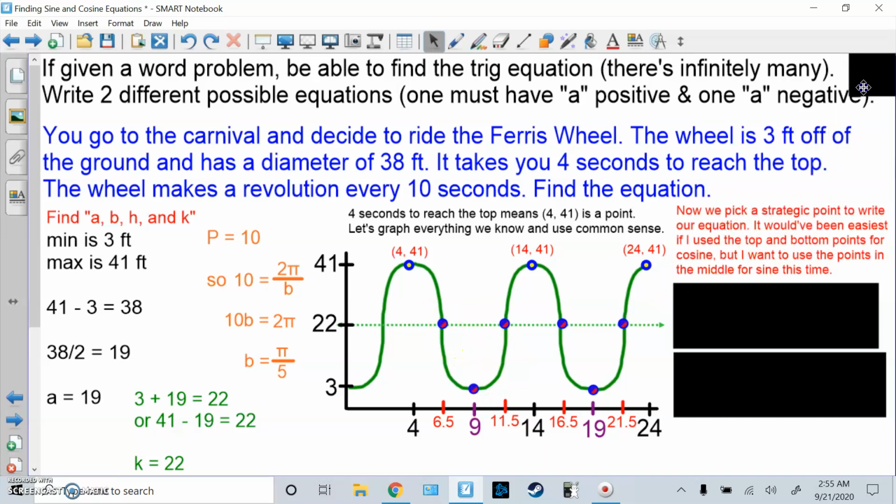Anyways, let's now find the equation. We pick a strategic point, write our equation. Now it's actually easiest, and I wouldn't have to find all these points in the middle, if I chose to do cosine, because we already have the top points and even the bottom points. But I want to do sine this time, so we do need these middle points.